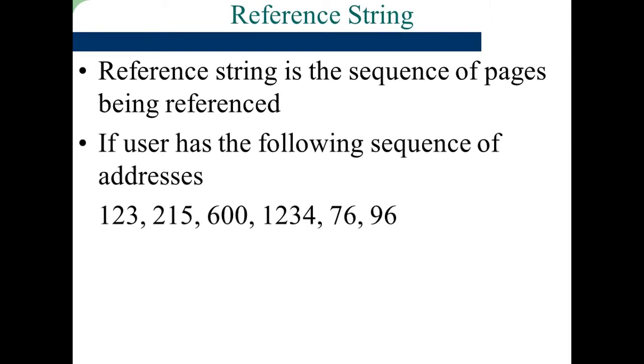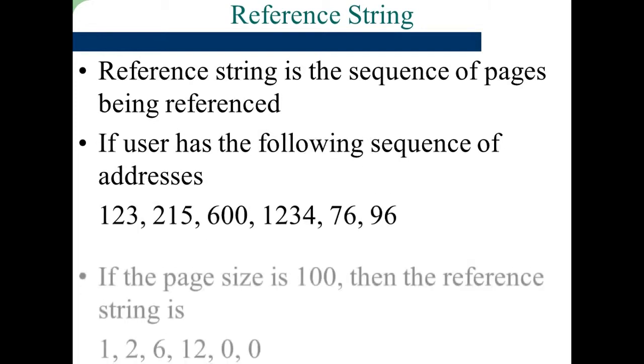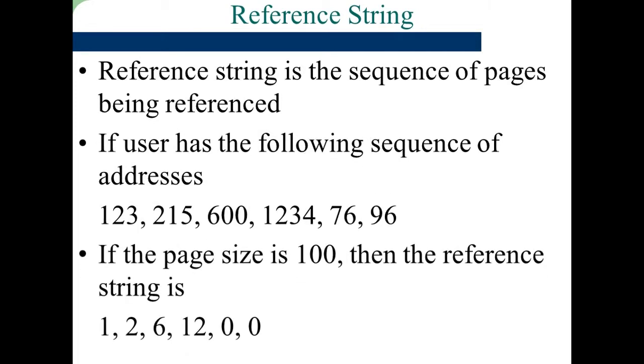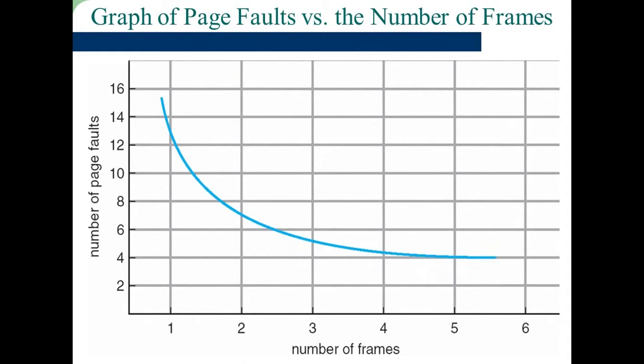If the user has sequenced the following addresses, then the page reference is 1, 2, 6, 1, 2, 0, 0. The following graph shows the page fault versus number of frames. As the number of frames increases, the page fault decreases.